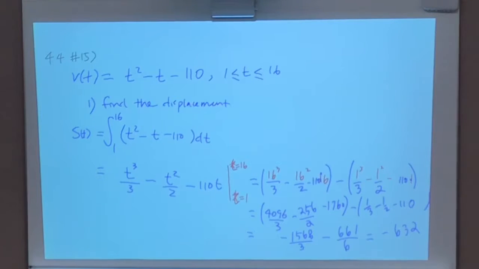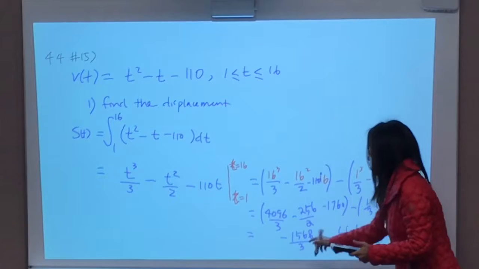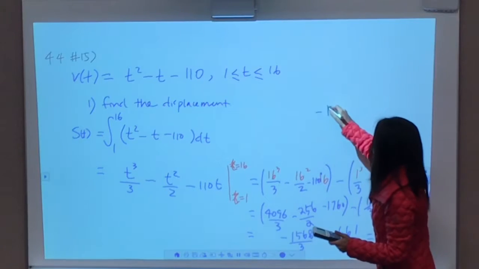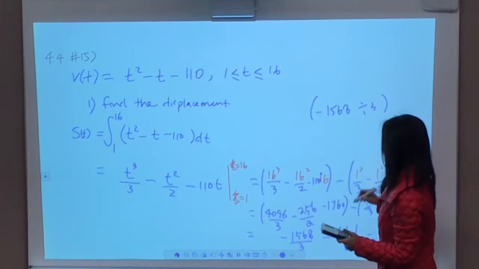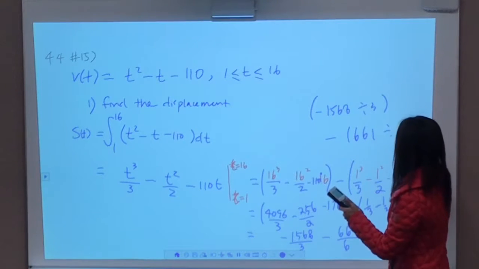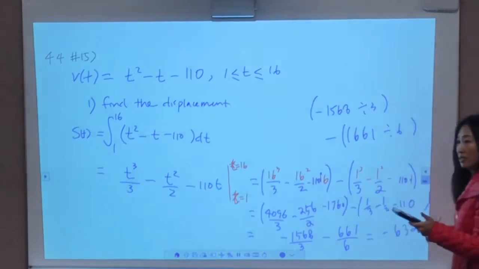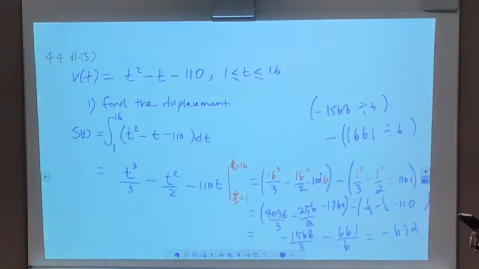It's negative 1568 over 3, right? Minus 661 over 6. So when you put this in, you have to put what? Negative 1568 divided by 3, done. Minus 661 divided by 6. Did I do it right? You put parentheses. All right, so you made a mistake here. You put the minus and negative.